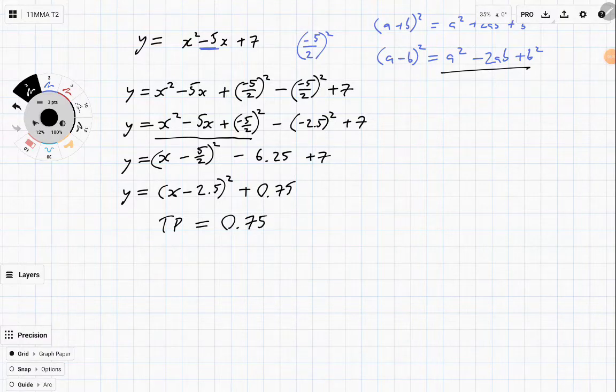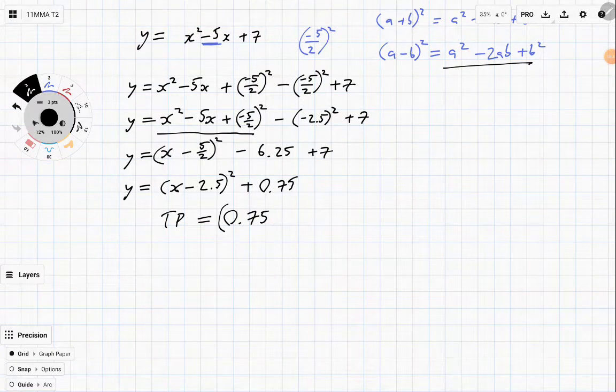Alrighty, so this does look a lot worse, and we're going to have to look at one more scary version of this before we move on. Sorry, that's not the turning point. The turning point would be (2.5, 0.75), using the turning point rule. But once again, we could look at the roots, but we'll look at that in a moment. We're going to look at one more version, and then we're going to find the roots of that one.